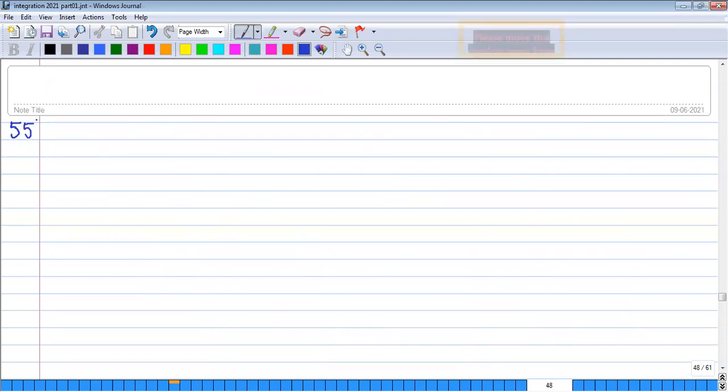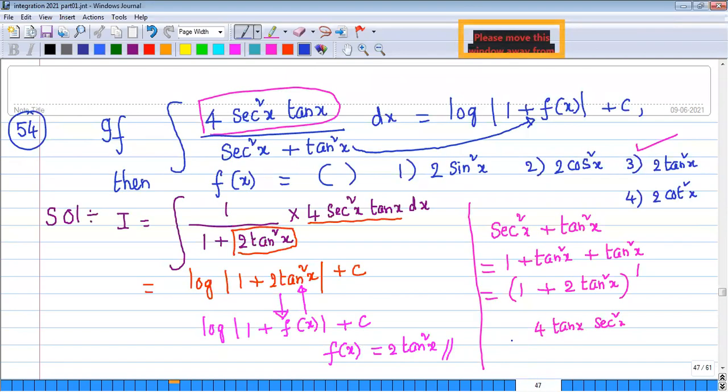Sir, show the previous page, sir. This I have already done yesterday. See, this is equal to 1 plus 2 tan square x. The derivative is this one.